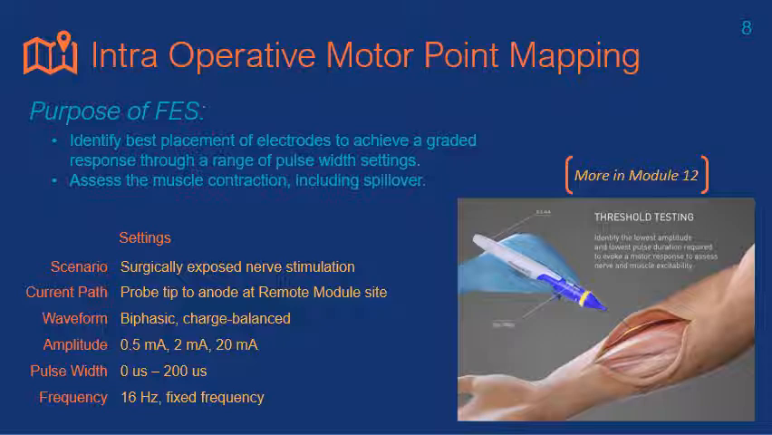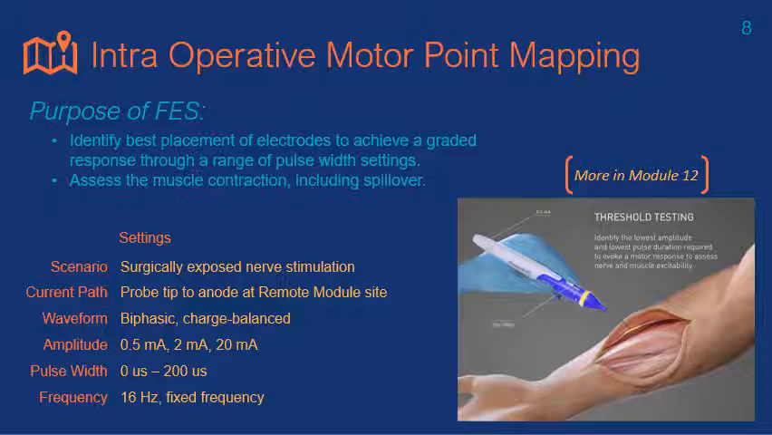During this process, the surgeon will also assess the quality of the muscle contraction in terms of strength and whether other muscles are recruited. In this scenario, the current is applied directly to surgically exposed tissue, with the electrode probe placed directly on the muscle. However, as noted previously, recruitment of the muscle fibers is occurring through the activation of the nerves.